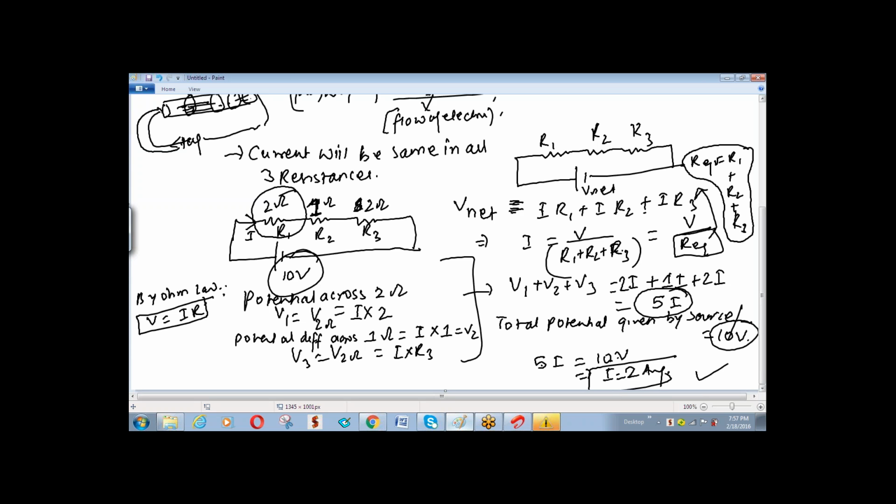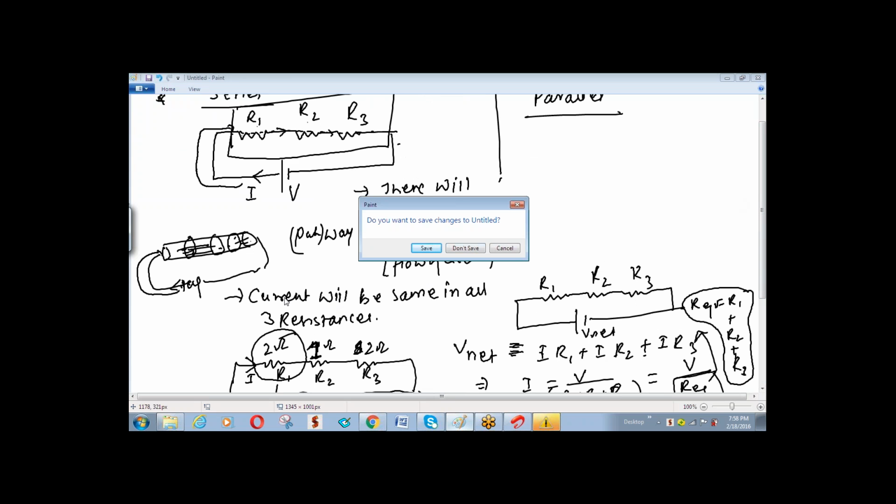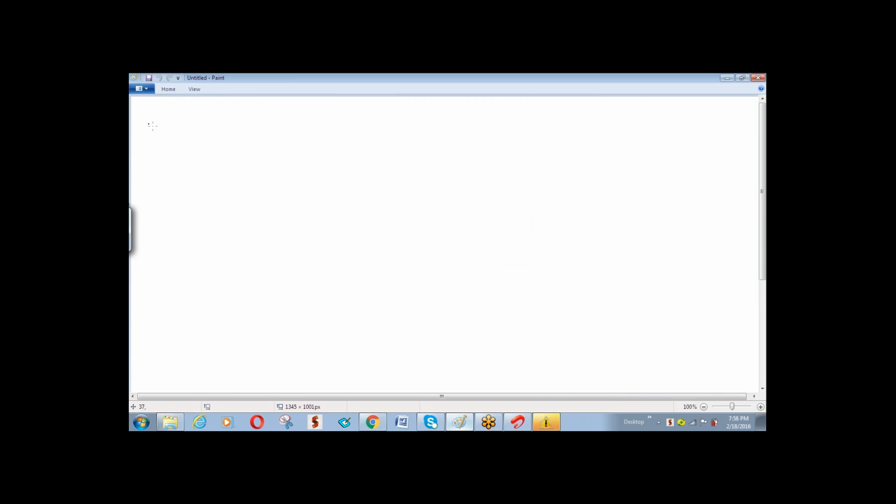Okay. Let me finish the parallel also, then we will move to some questions. So the point to be kept in mind is that the current is same in all the three resistors if they are in series. Right. Next is the case of parallel combination.